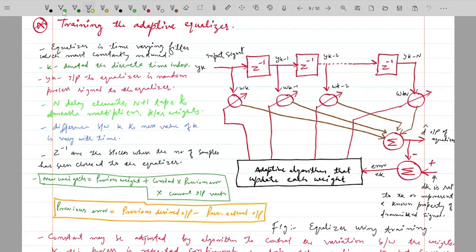In this video we will discuss the adaptive equalizer, and how to train the adaptive equalizer. In the previous video we had discussed the detailed overview of the equalizer.